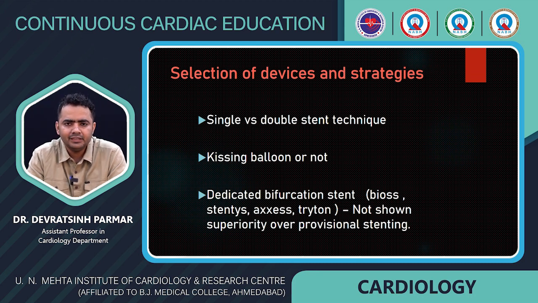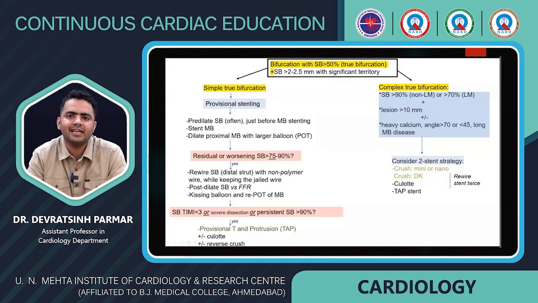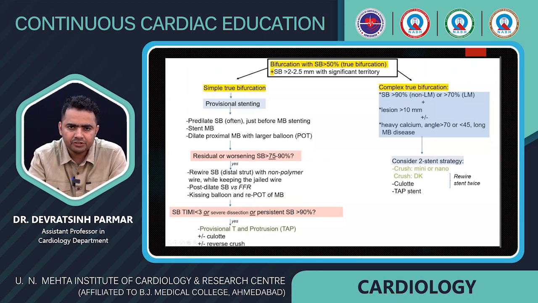Okay. So basically, there is selection of devices and strategies. Either we go with single or 2 stent strategies, kissing balloon, and there are the latest available dedicated bifurcation stents. There are BiOSS, Tryton, Axess and Tritone that help to rewire the side branches. Okay. So this diagram is very important whenever you are approaching a patient with a bifurcation PCI. First thing, you have to identify whether the side branch that is involved is significant. Like the side branch is more than 2 to 2.5 mm diameter and it is involving a large part of your territory. So in a bifurcation PCI, you divide into 2.